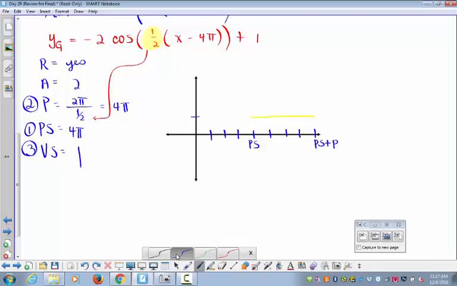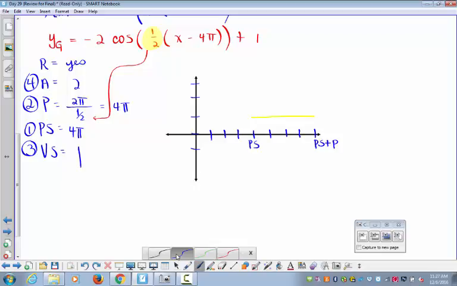Then what? Only a couple of things left. Amplitude. The amplitude is going to tell us how far above and how far below the center line we need to go. So the amplitude is going to act like a floor and a ceiling for the guide function.